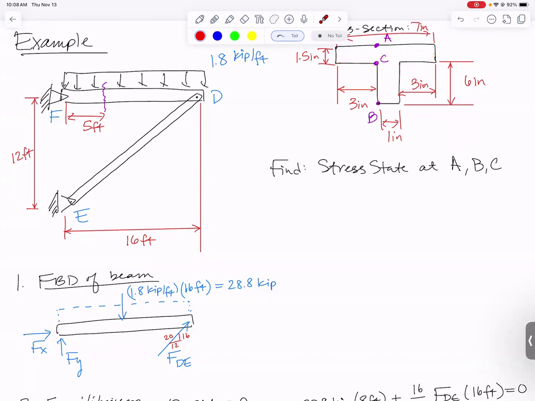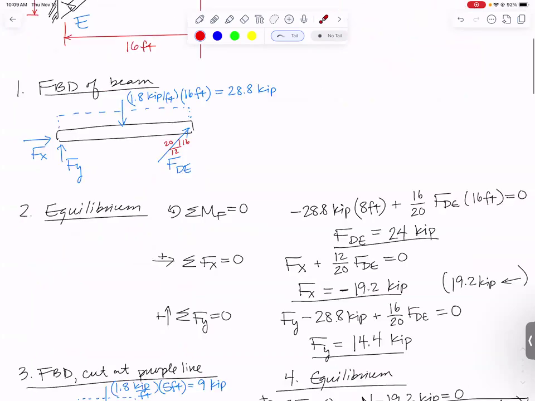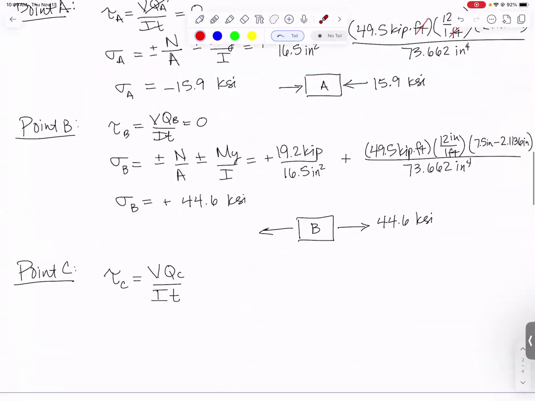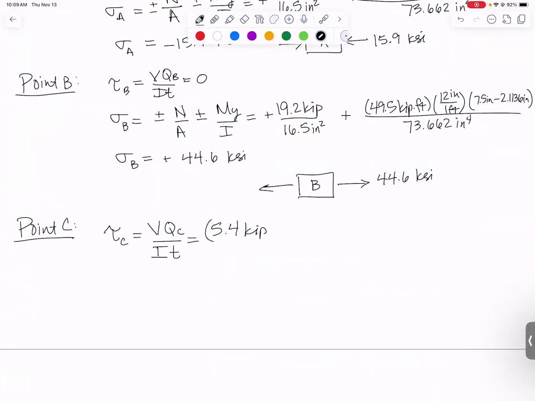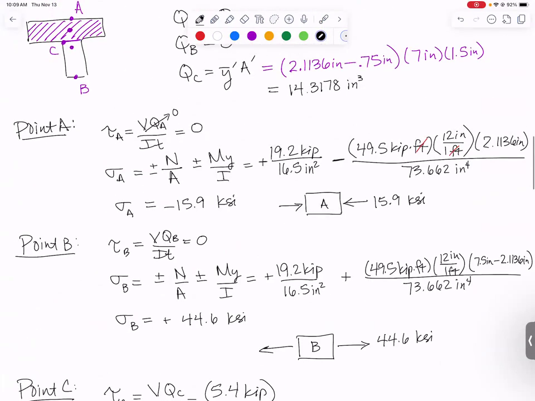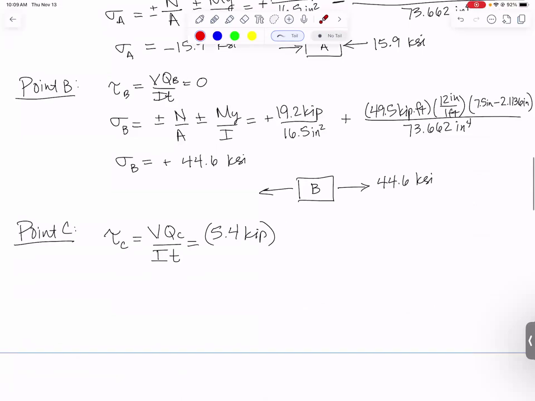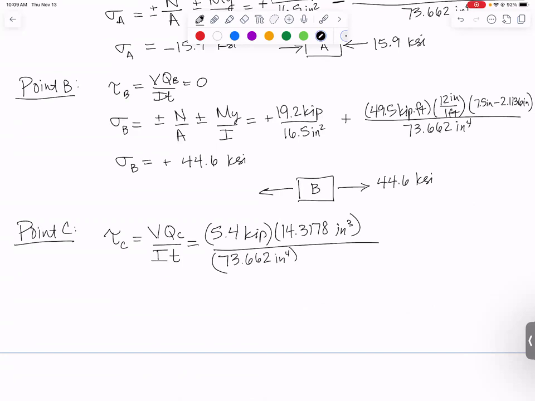I am going to go ahead and find the stress in the thinner section because it's so much of a bigger stress. So let's find it in the thinner section where thickness is going to be 1 inch. Plugging all the numbers into our equation, our shear force was 5.4 kips. We also calculated Q at point C. That's right here, 14.3178 inches cubed. Moment of inertia is the same as we were using before, 73.662 inches to the fourth. And the thickness was that thinner 1 inch section.